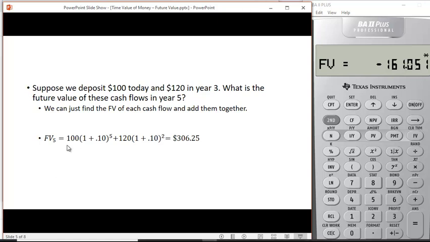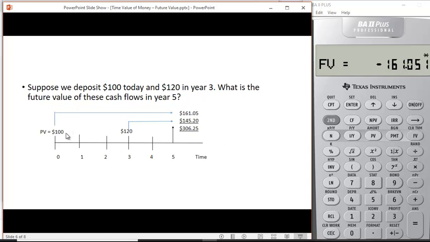So we already did this one, 100 times 1.10 to the 5th power. Now the $120 is only raised to 1.10 to the 2nd power because you're in year 3, so you only have to go out 2 periods, to year 4 and then year 5. And if you do that, we get 306.25.